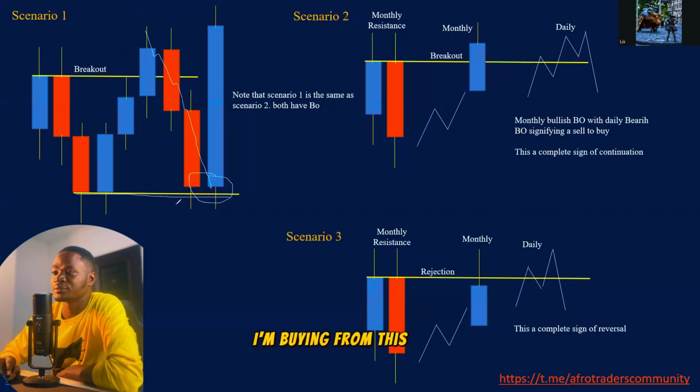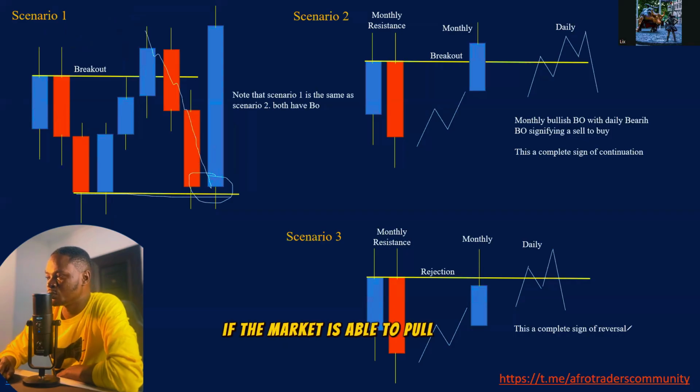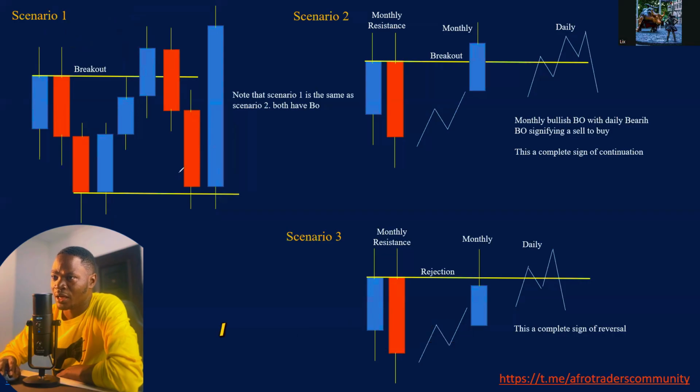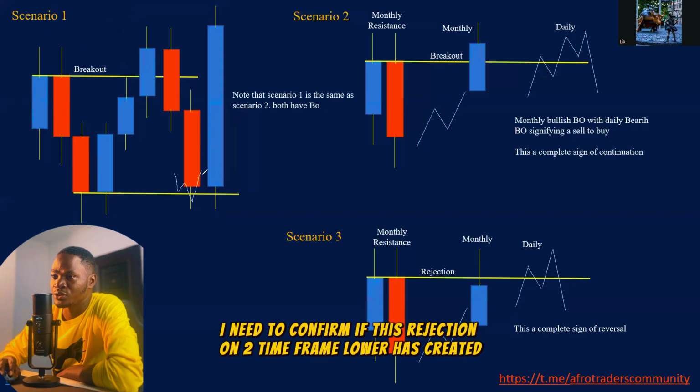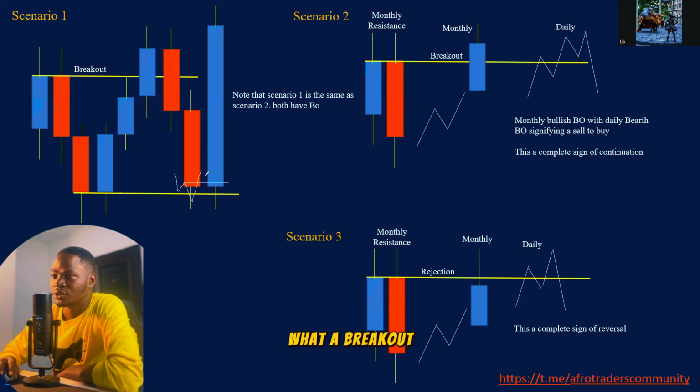I'm buying from this. So when I reach here, if the market is able to pull back into my zone and I see a rejection, what do I need? I need to confirm if this rejection on 2 time frame lower has created what? A breakout. So because of this breakout, then I can decide to buy, and target this high.